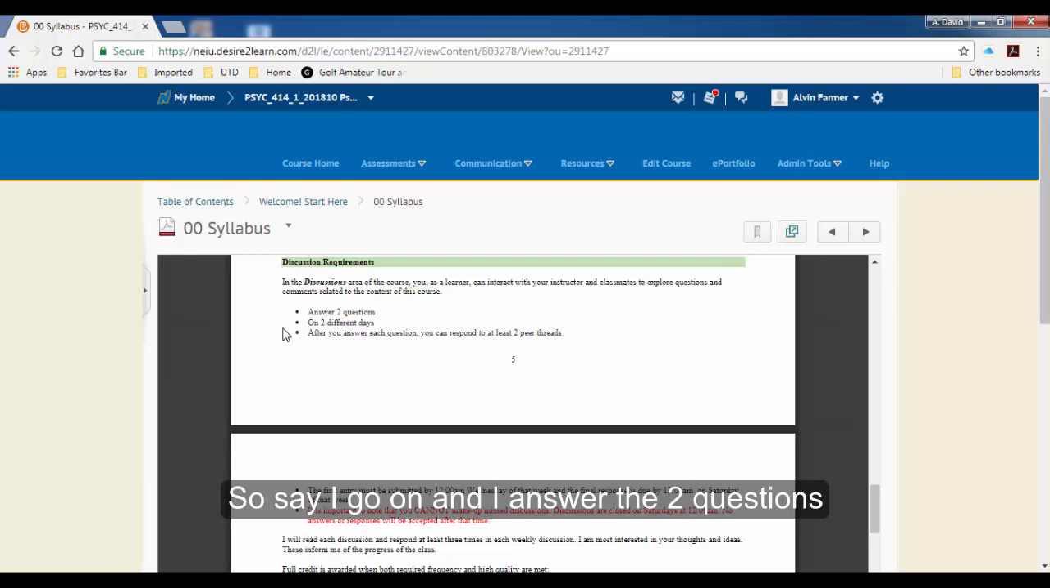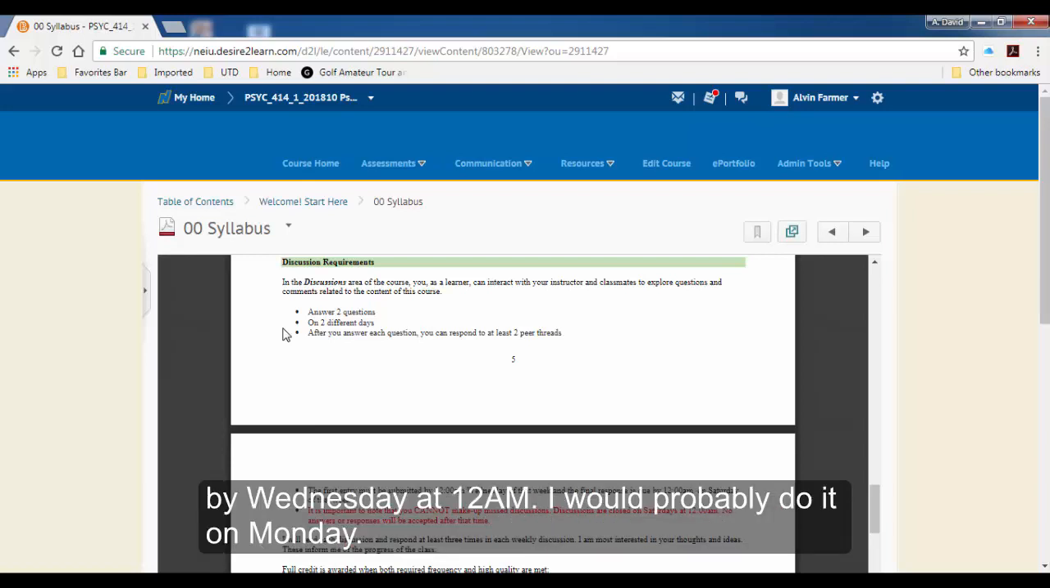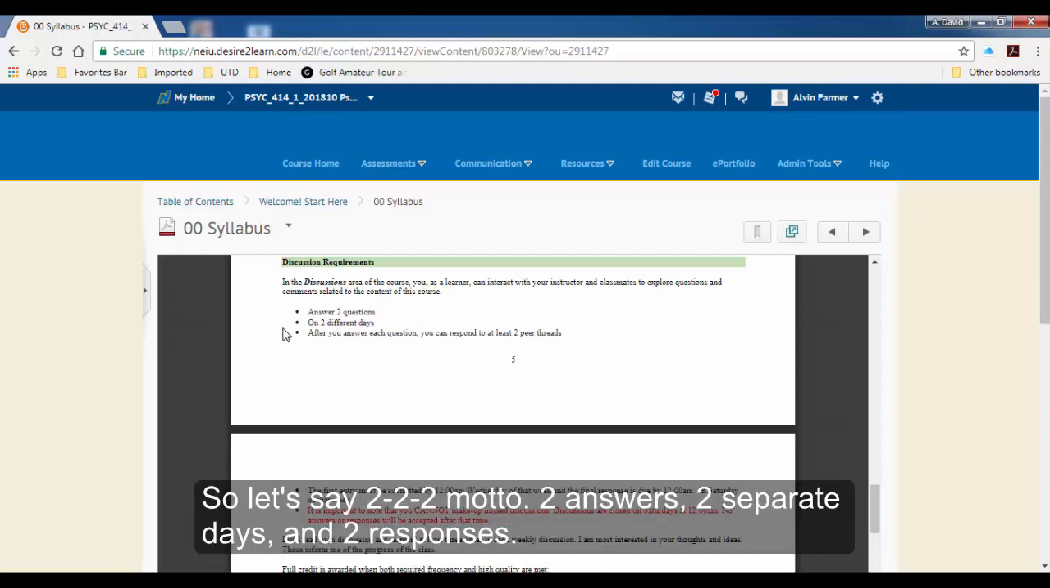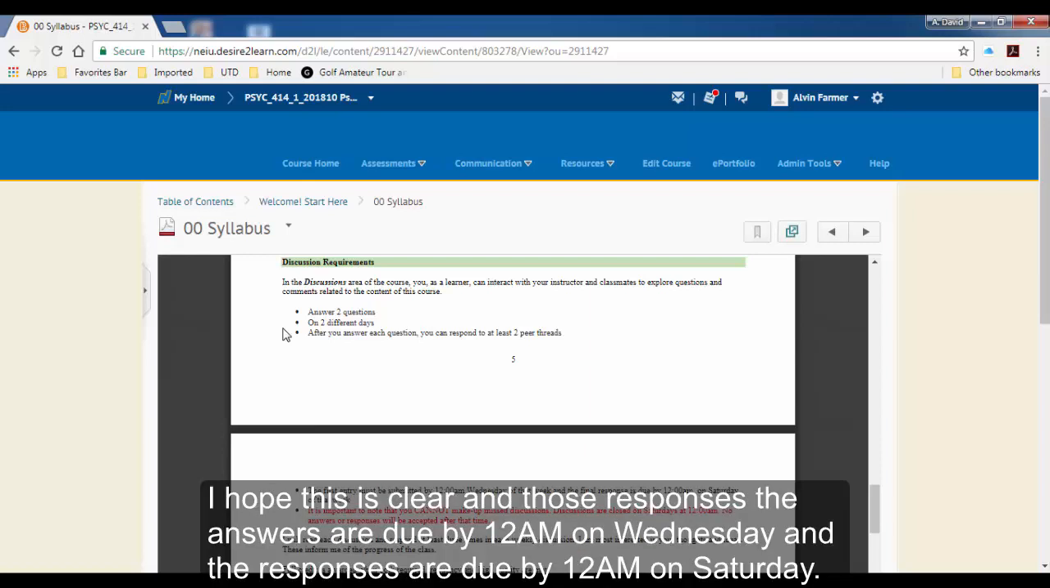So say I go on and I answer the 2 questions by Wednesday at 12 a.m. I would probably do it on Monday. Then I have to go on a second time later in the week, let's say Thursday, and respond to 2 peer answers. So it's a 2-2-2 model. 2 answers, 2 separate days, and 2 responses. I hope this is clear.